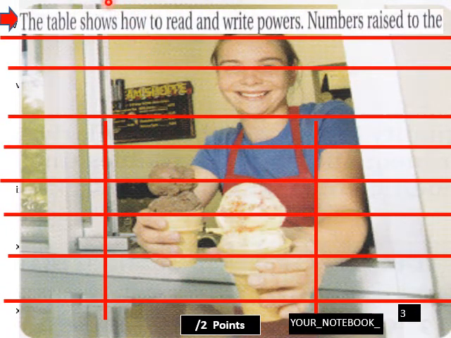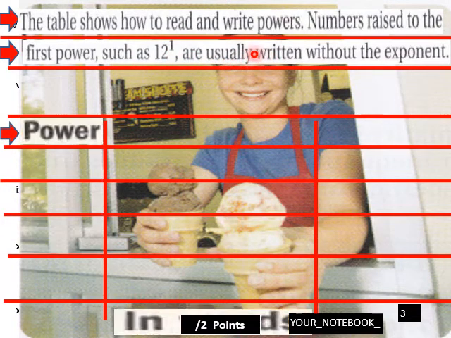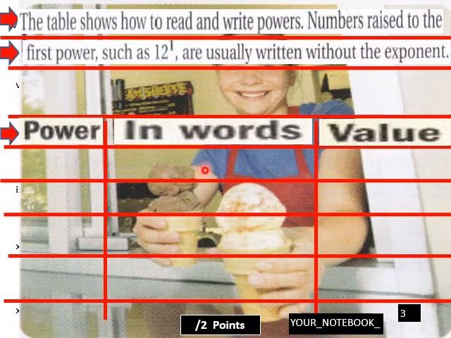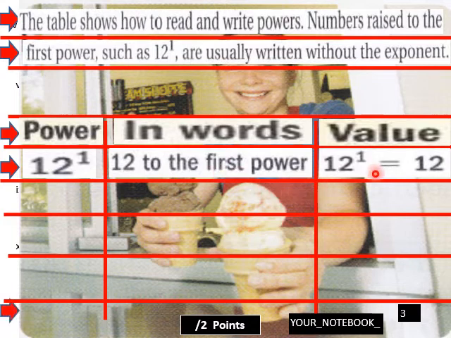So what do we got here? The table shows how to read and write powers. Numbers raised to the first power, such as 12 to the first power, are usually written without the exponent. So here's our power column, words column, and then value column here. So 12 to the first power would equal 12.